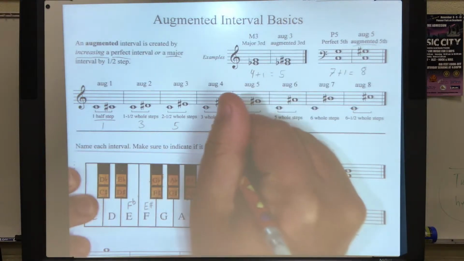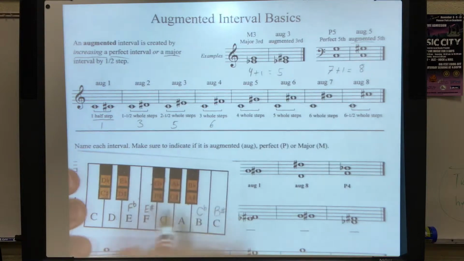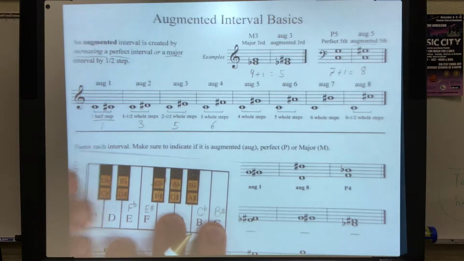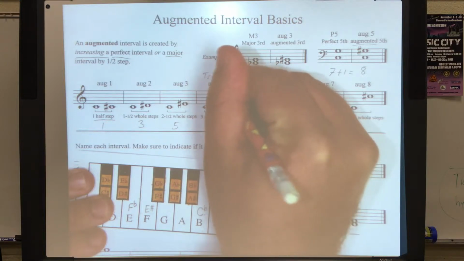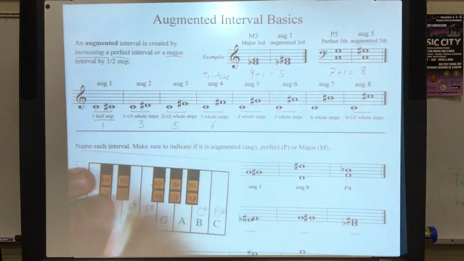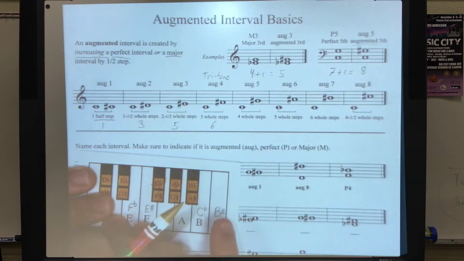So that one's pretty easy. Go 1, 2, 3, 4, 5, 6. An augmented fourth is also known as a tritone. Okay? And the reason we call it a tritone is because the augmented fourth interval splits the octave. Okay? It splits the octave in half, and that's the musical name that we've given it, a tritone. Okay?